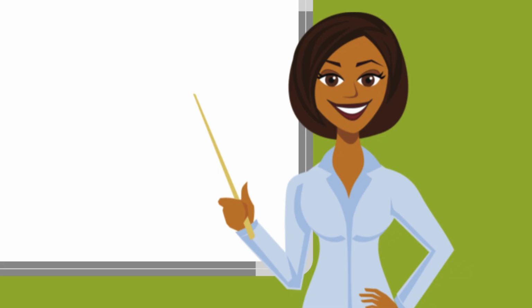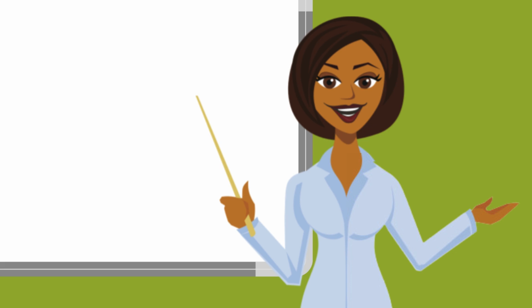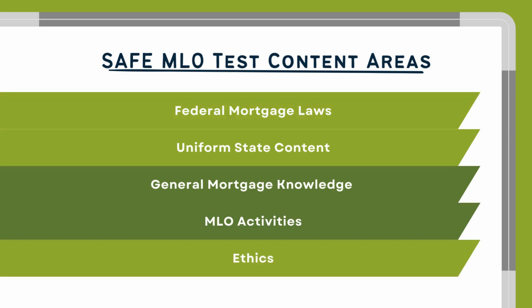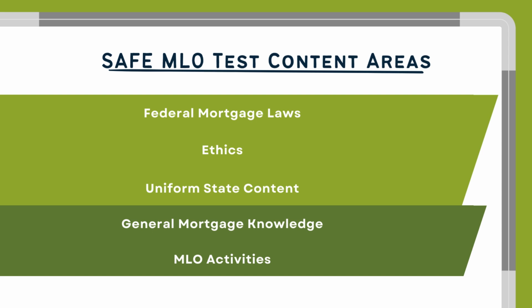At first glance, you might feel overwhelmed by the list and wonder which one you should tackle first. Start by rearranging the topics to help narrow your choices and begin putting a strategy in place. Begin by grouping like areas together. You want to rearrange the content area list by placing federal mortgage laws, ethics, and uniform state content together. Then, place general mortgage knowledge and MLO activities next to each other.